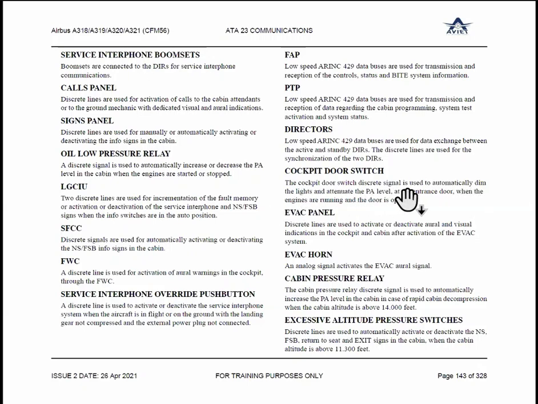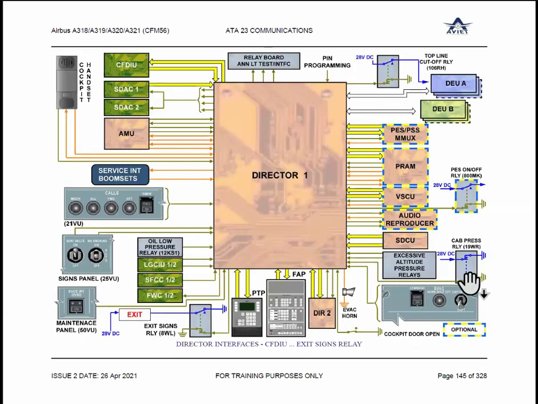The cockpit door switch discrete signal is used to automatically dim the light and attenuate the PA level at the entrance door when the engines are running and the cockpit door is open. I will clarify more: the cockpit door is open, not the entrance door. That is the purpose. The rest we have discussed. Cabin pressure at 14,000 feet, you must have studied in your oxygen system. That is for the pressure relay, and excessive altitude 11,300. That's all. Any question?